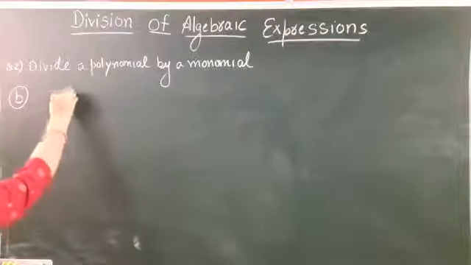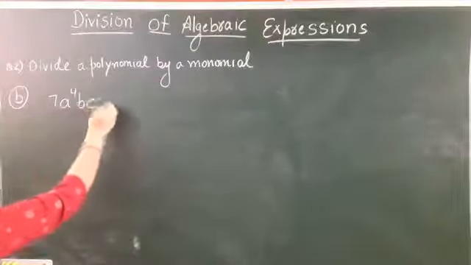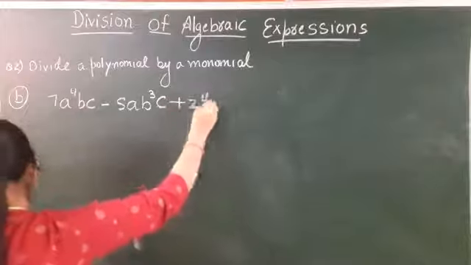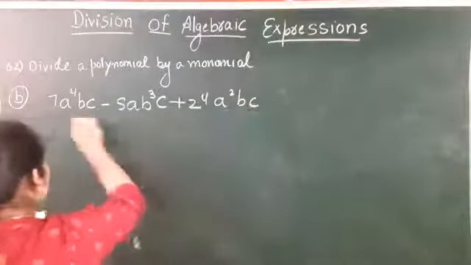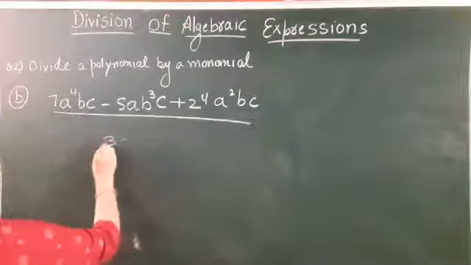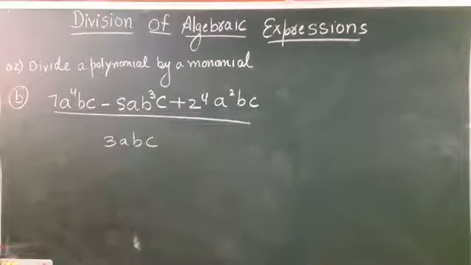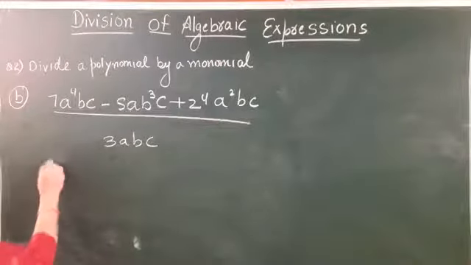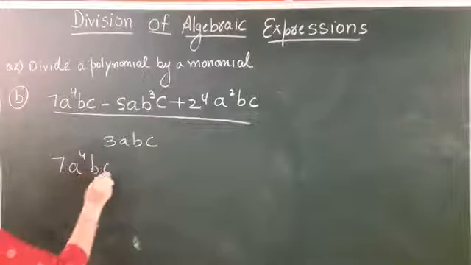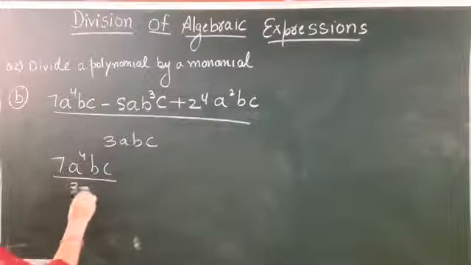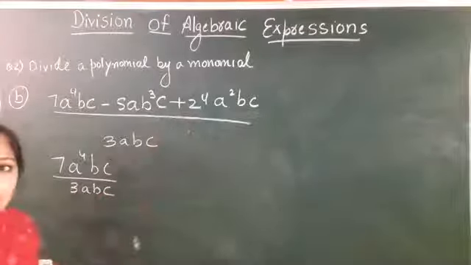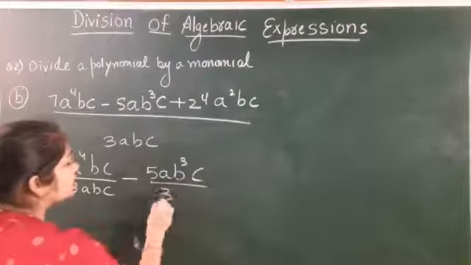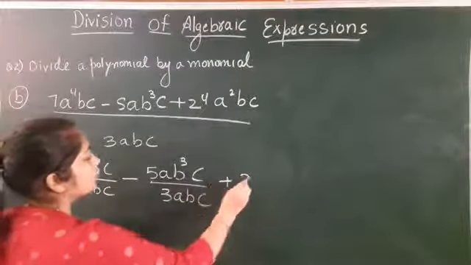Now we will take one more example. So we will divide 7a raised to power 4bc minus 5ab³ plus 24a²bc by 3abc. So we will divide this polynomial by this monomial. Step I told you, that you will give this denominator to all the terms in the numerator. So let us first write this denominator 3abc with all the terms of the numerator.